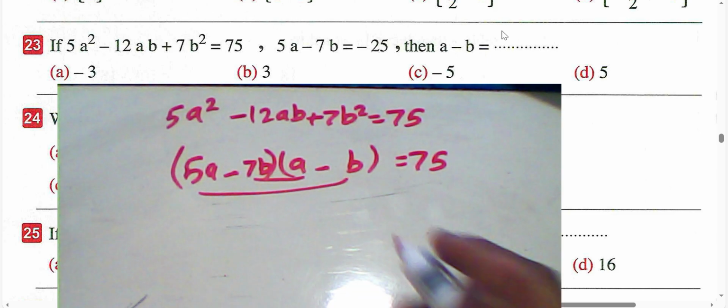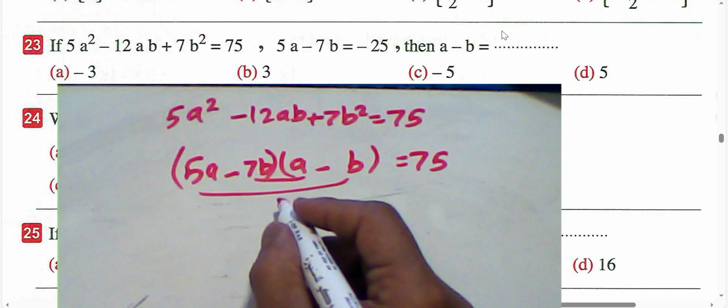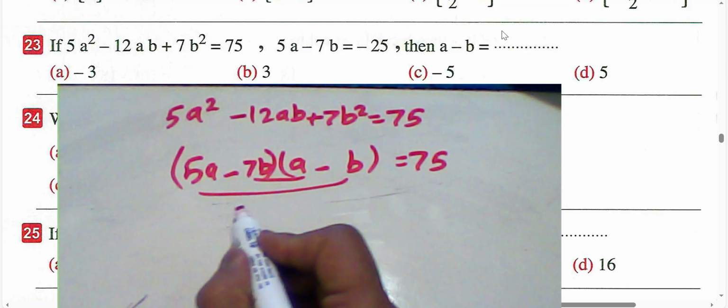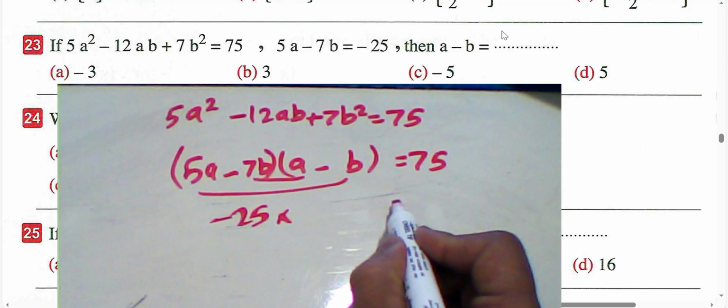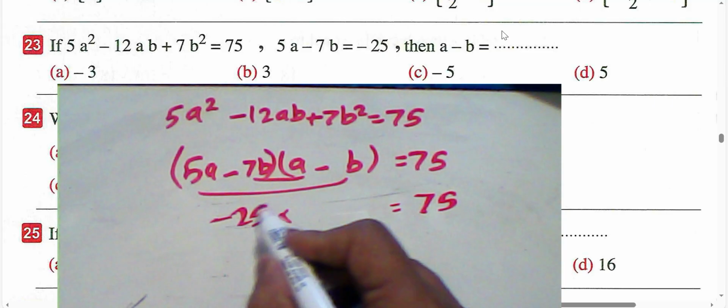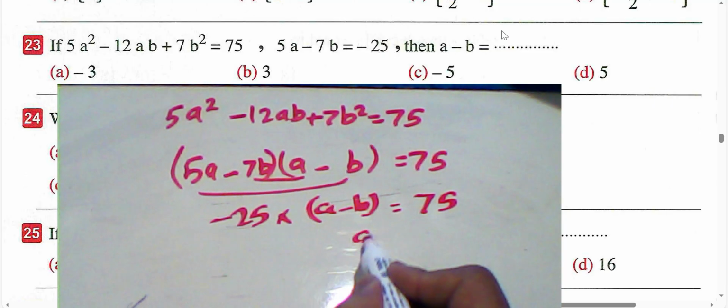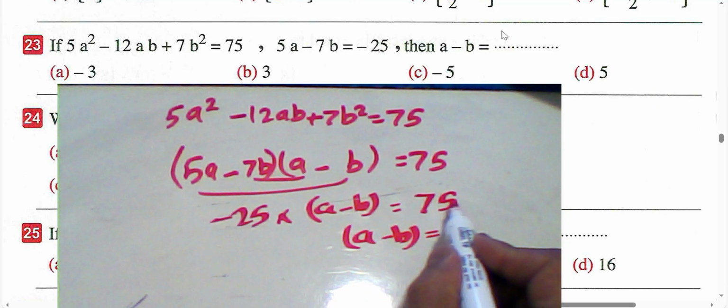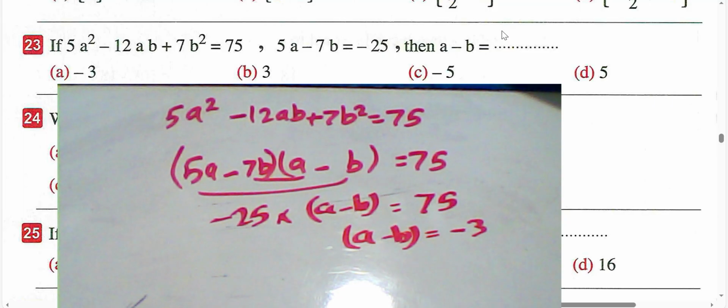This is a factorization. It gives us the example here: what is the value of 5a minus 7b, negative 25? Negative 25 times what equals 25? We can divide them. Then a minus b: 75 divided by 25 equals negative 3. The answer here will be negative 23.